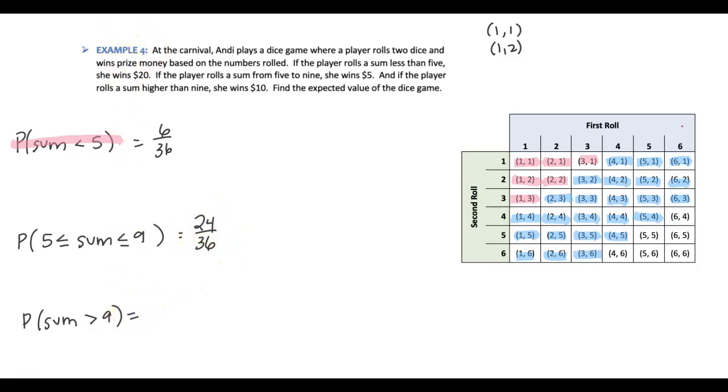The sums greater than 9 would be the remaining ones, or a roll of 4, 6, 5, 5, 5, 6, 6, 4, 6, 5, or 6, 6. And notice that there are 6 of those that have a sum greater than 9, or 6 out of 36. One advantage to saving our reducing for later is we can now look at 6 out of 36 plus 24 out of 36 plus 6 out of 36 gives us our total of 36 out of 36.